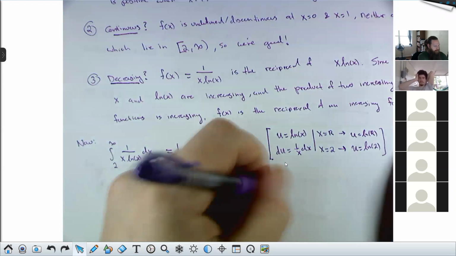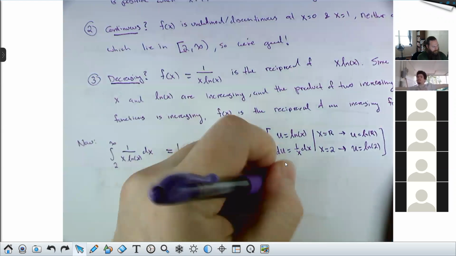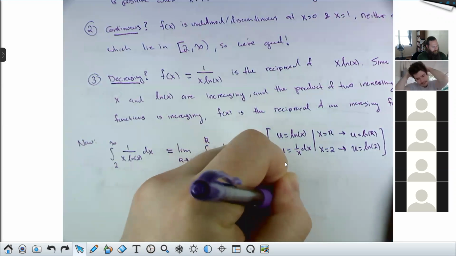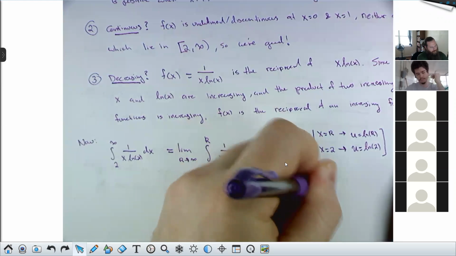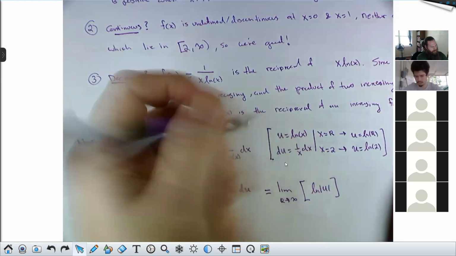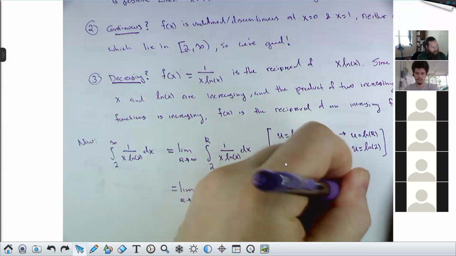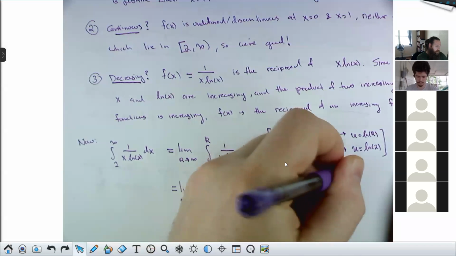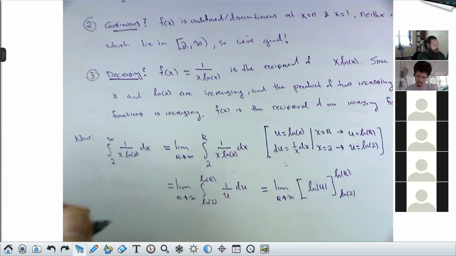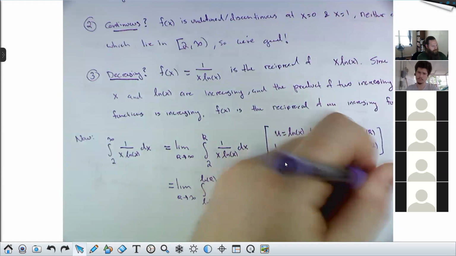And now this is not a difficult thing to compute. This would be the limit as r goes to infinity of natural log absolute value of u from ln 2 up to ln r. And I suppose I'll continue this down here.